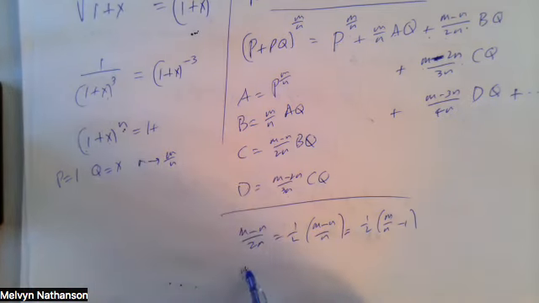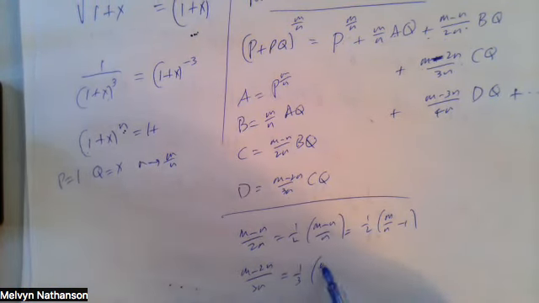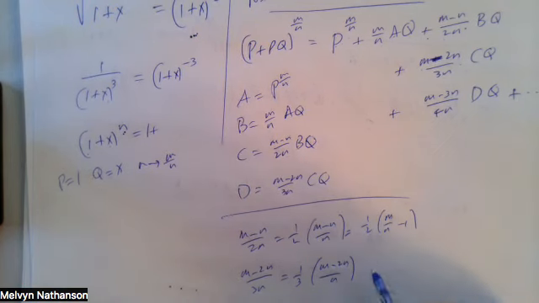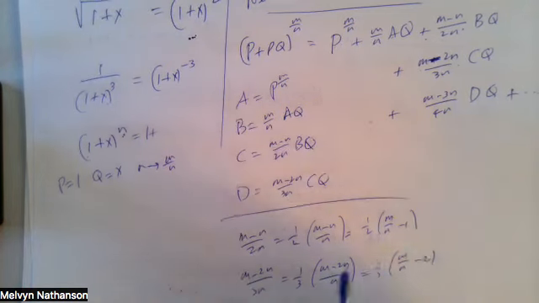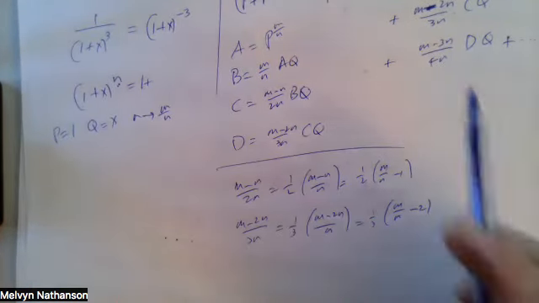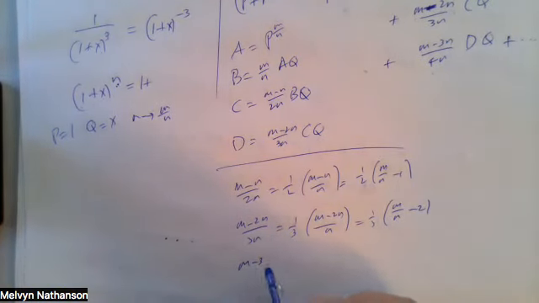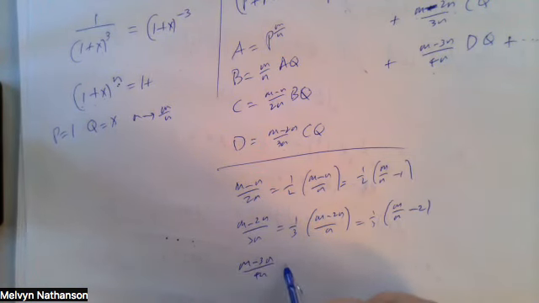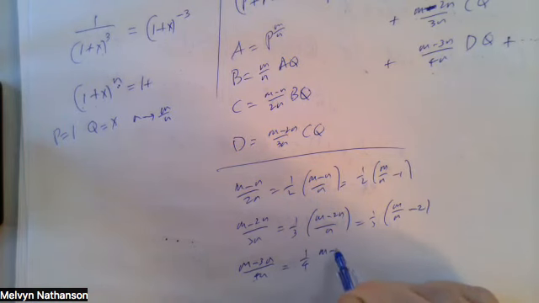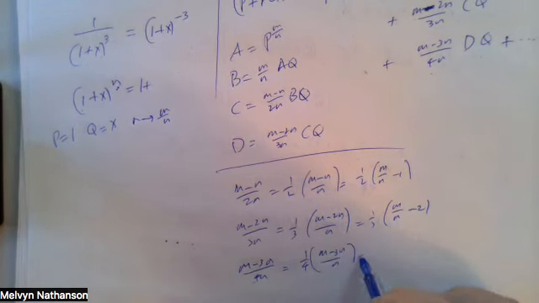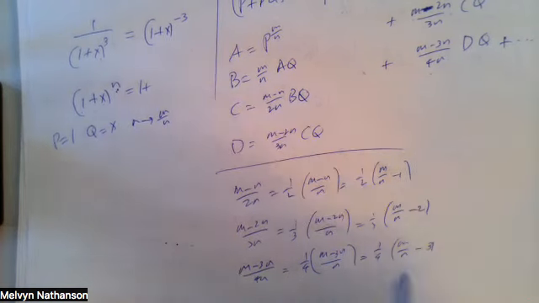If you have (m minus 2n) over 3n, take out the 3: (m minus 2n) over n, that's a third of m over n minus 2. If you look at the third term, (m minus 3n) over 4n, take out the 4: 1/4, (m minus 3n) over n, that's a fourth of m over n minus 3.